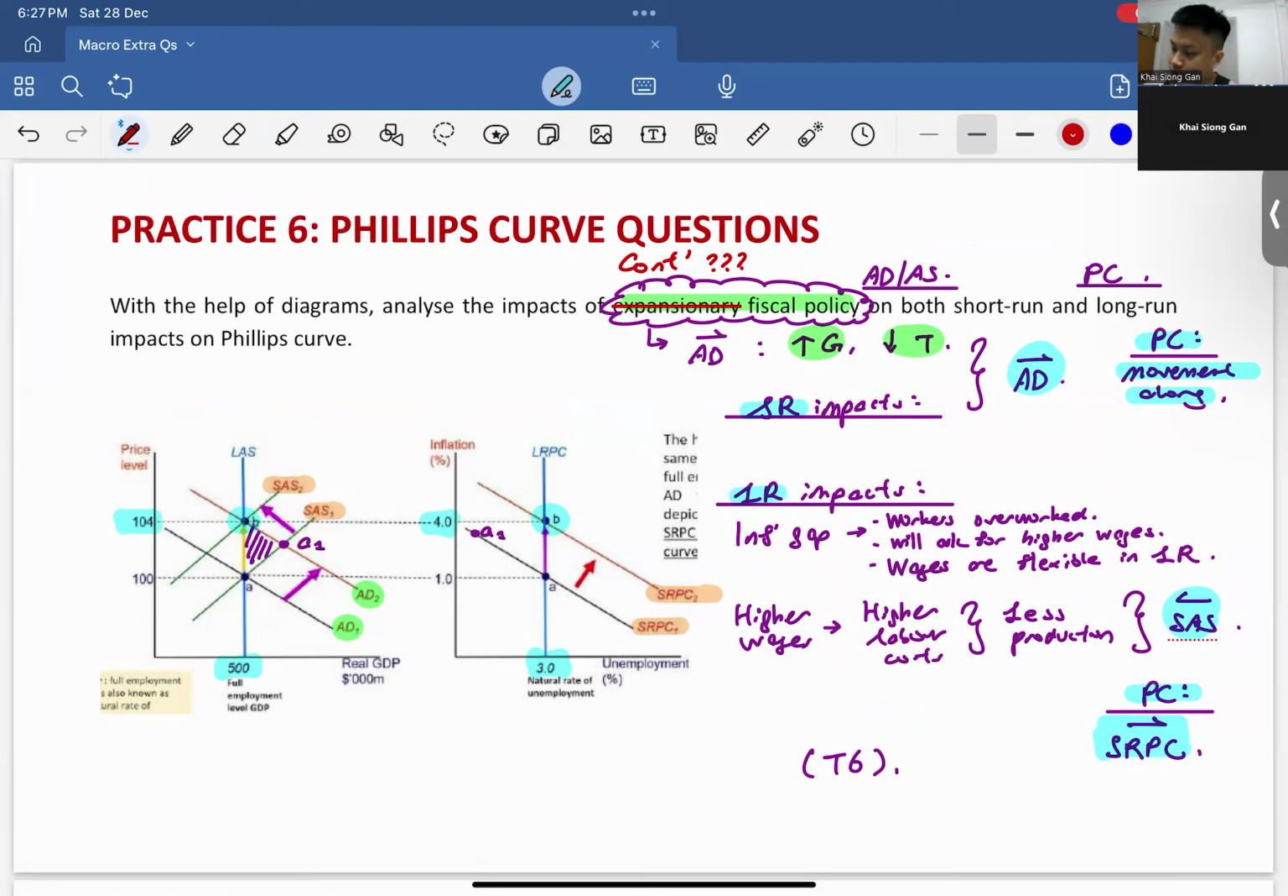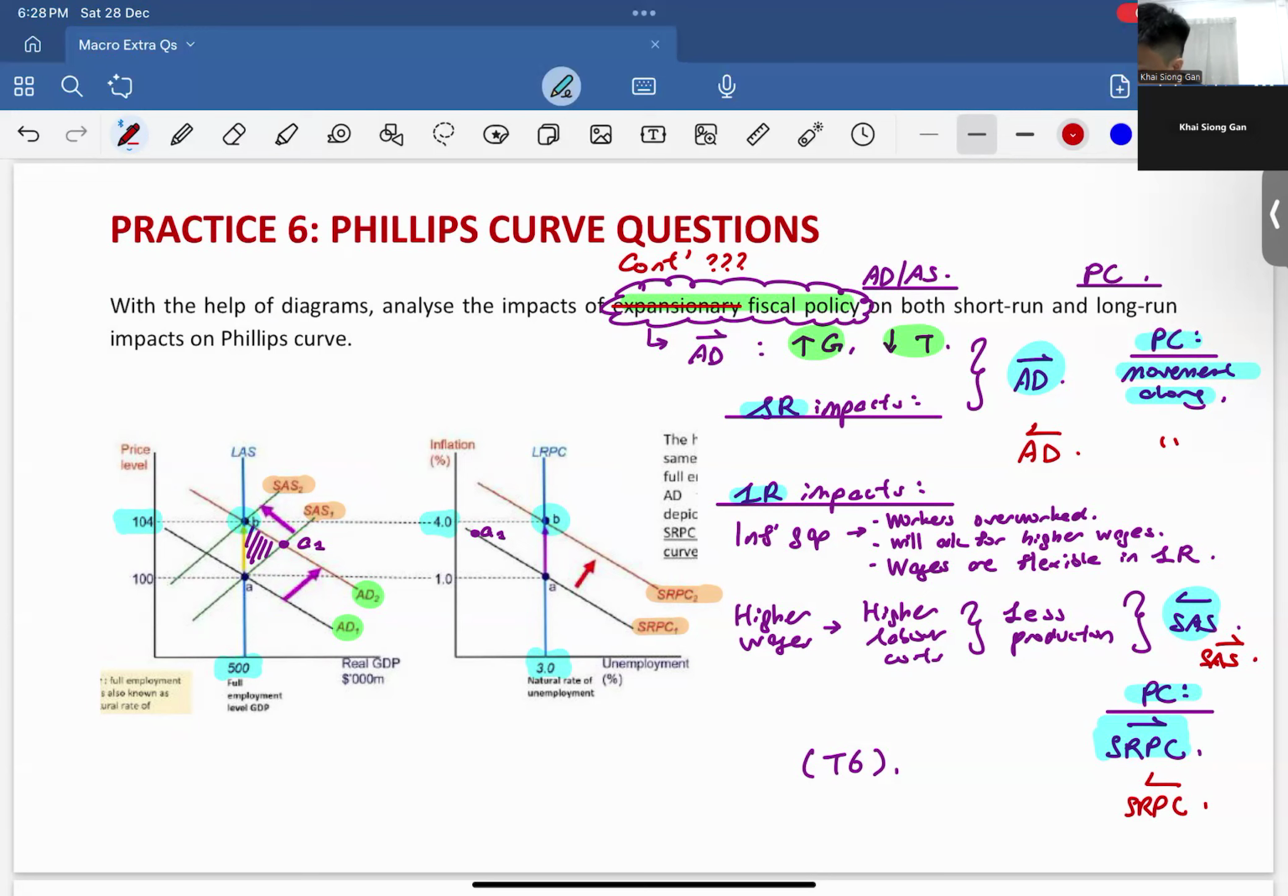Is this a reversal? So that means AD curve will shift left in the short run and PC curve movement along. Then in the long run, because there is a recessionary gap, workers are desperate for jobs. They will take up whatever wages are offered to them. So therefore, SAS curve will shift right, and SRPC will shift left. Try and think about the answers. If I change the question from expansionary to contractionary, try and see how the graph will look like. Try and draw it yourself to see if you can draw it correctly.